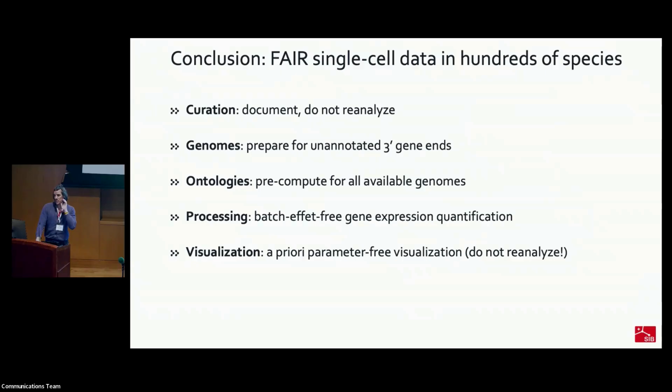For genomes, we are going to prepare all genomes from Ensembl and Ensembl Metazoa, extending the 3' end of genes. For ontology, we are going to pre-compute all taxon constraints for all species in Ensembl and Ensembl Metazoa. Then we are going to provide our processing that is batch effect free with our expression score.